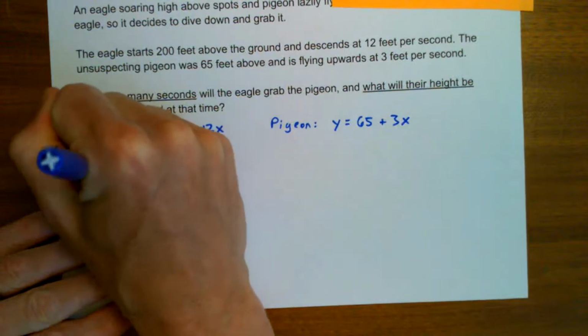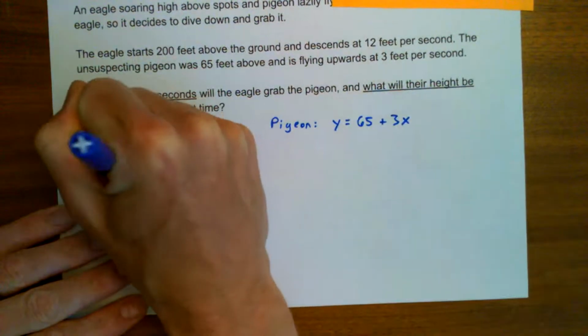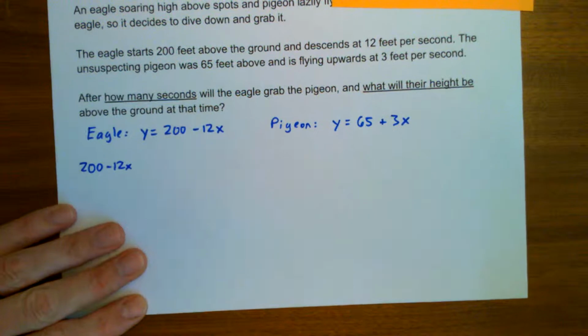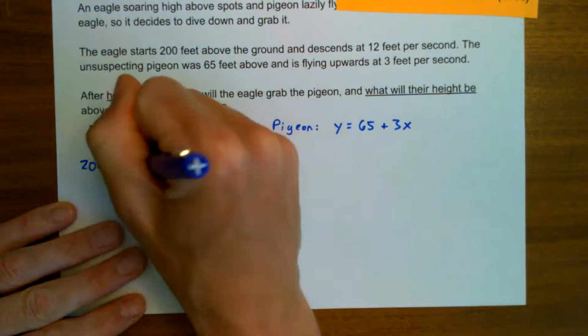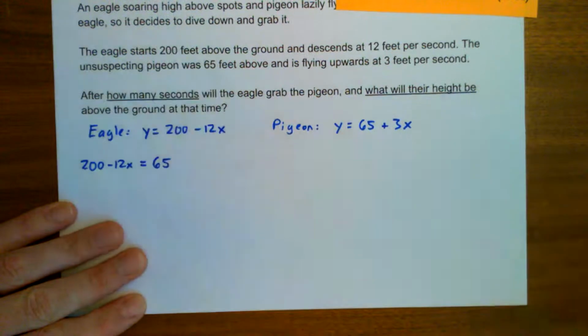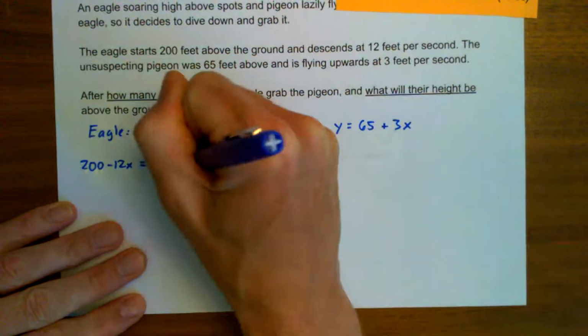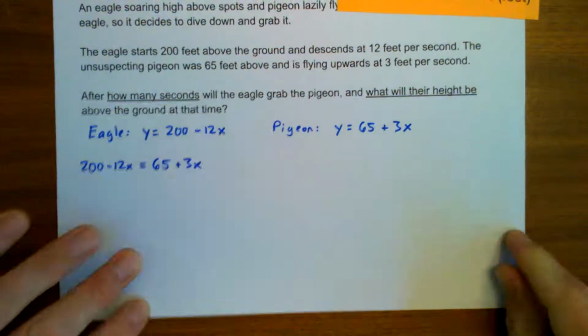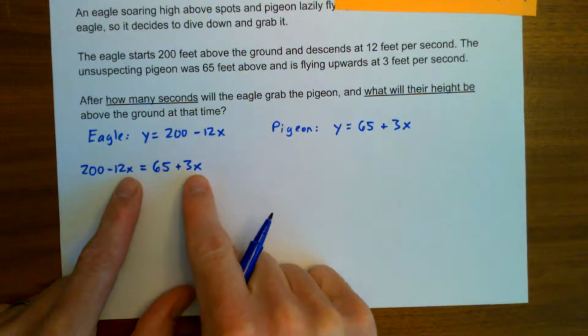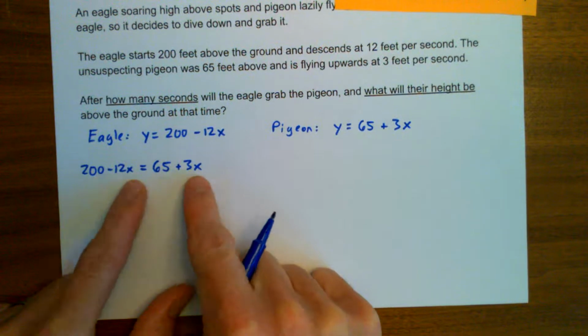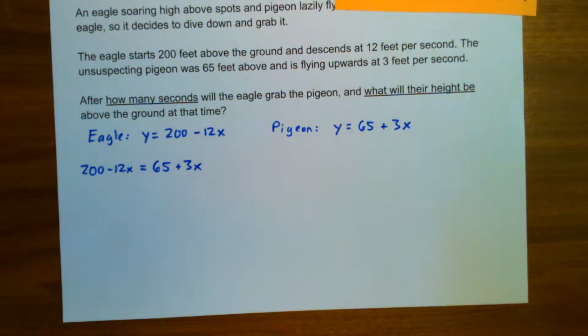So let's go 200 minus 12x. That's the part from the eagle's equation. And make that equal to the pigeon's equation, 65 plus 3x. So now that these are set equal to one another, solving for x will tell me how many seconds are necessary for these two to give me the same height.